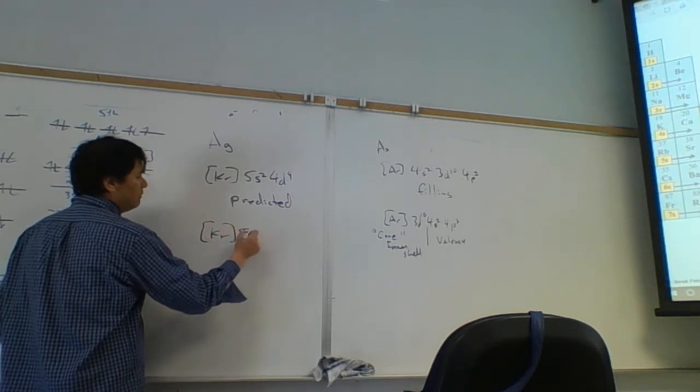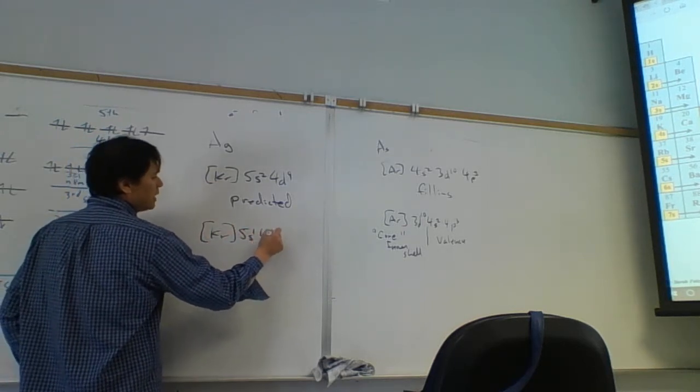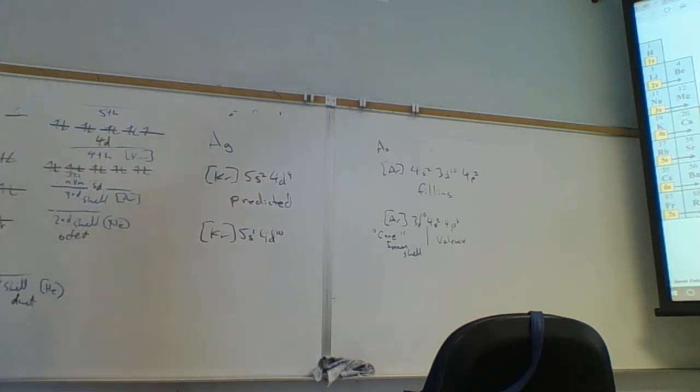Krypton 5s1 4d10. What happened there? That's what's observed for silver. Silver is observed to have just one valence electron, and that's it. Do you know what happened? Let me tell you. What happened with silver is the energy difference between 5s and 4d is not huge, but it is a jump in energy.